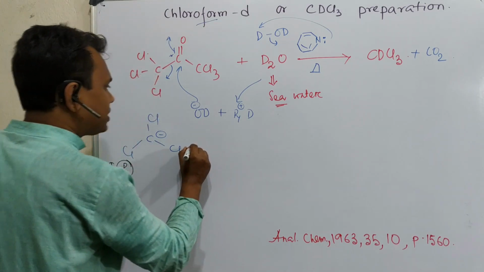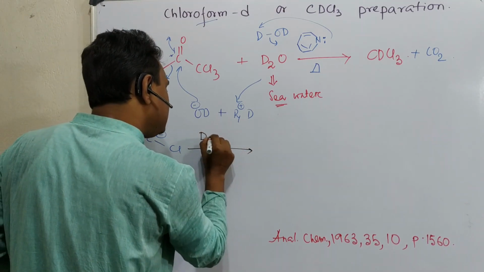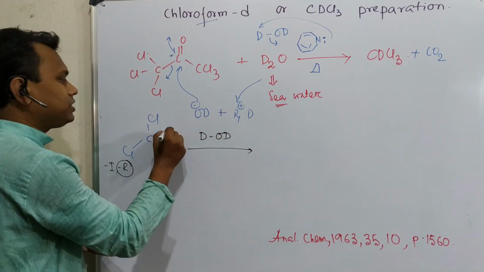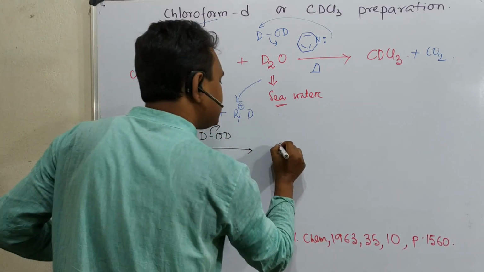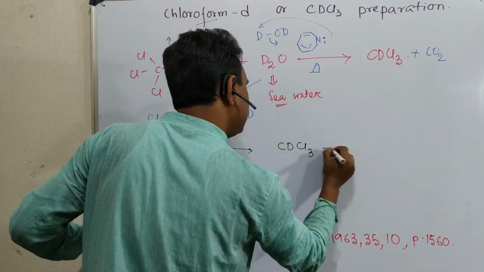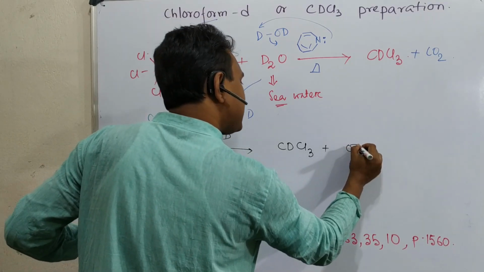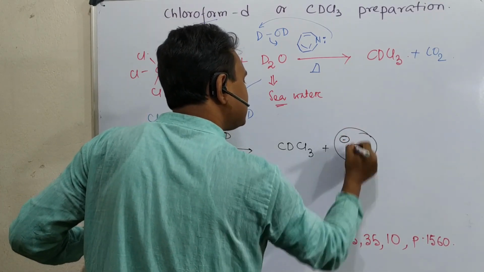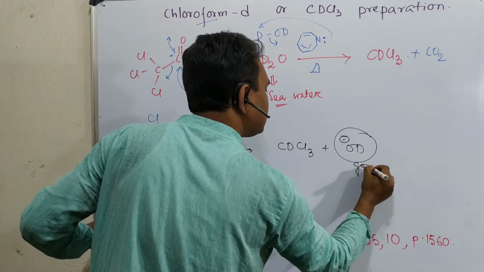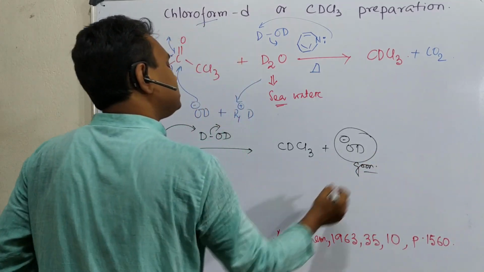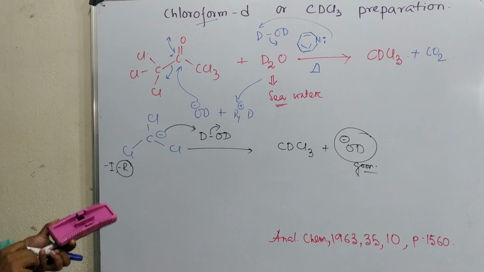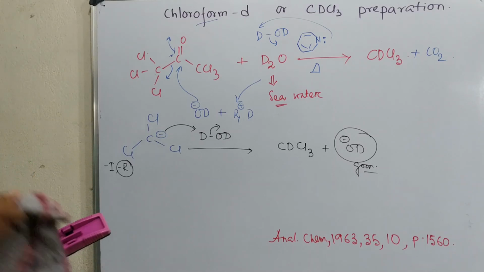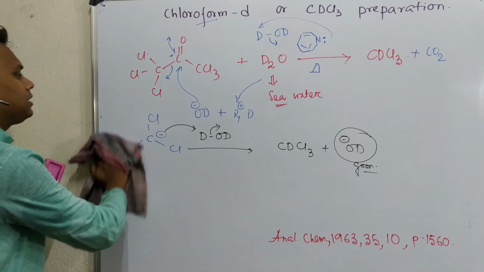So this is produced. Now what is the next step? Again DOD. See, this carbanion reacts with this water analog, that is D2O. So it reacts and produces CDCl3, plus again OD minus is regenerated, and you can see this goes on continuously. Okay, so this will continuously go on. Now fine, we have understood how this is prepared. So in this way CDCl3 is prepared.